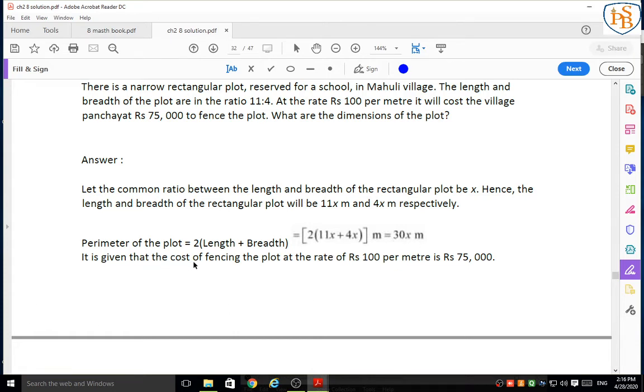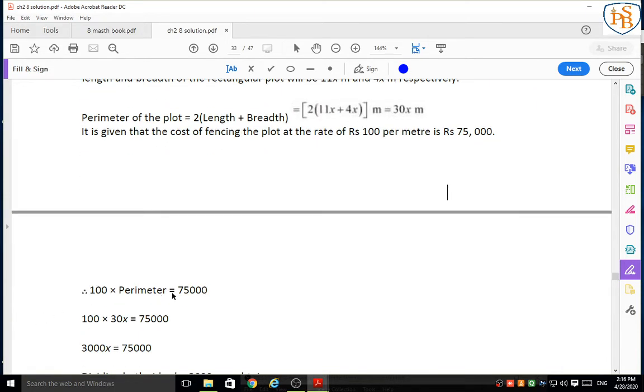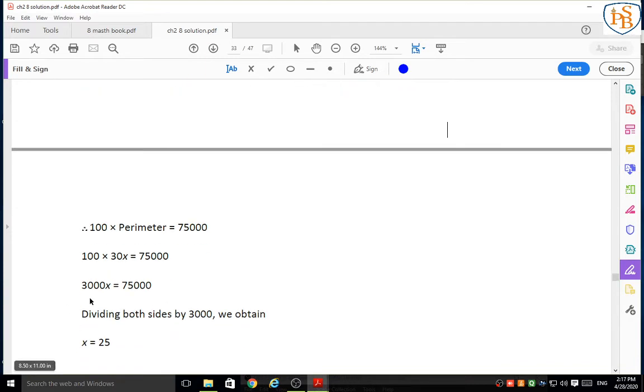It is given that the cost of fencing the plot at the rate of rupees 100 per meter is rupees 75,000. That means 100 into perimeter is equal to 75,000. This is my equation. So 100 into 30x is equal to 75,000. That means 3000x is equal to 75,000. Now dividing both sides by 3000, we obtain that all 3 zeros will cancel with 3 of the 6 zeros, and 25 3s are 75.